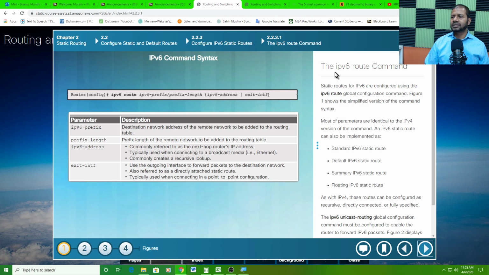Okay, the IPv6 route command. We already learned how to write a routing entry in the routing table using IP version 4, and how to verify using show commands like show ip route static, show ip route, then a network address, things like that. How about IPv6? That's what we're going to discuss. Exactly the same way, same thing. All we have to do is write ipv6 route instead of ip route.